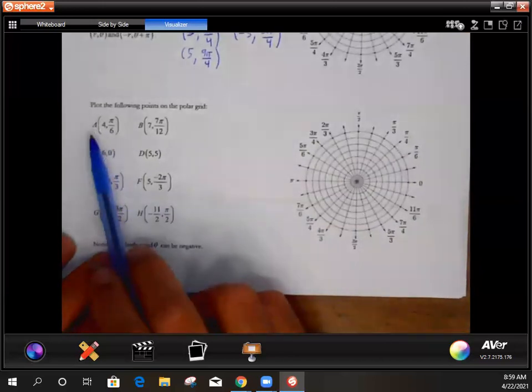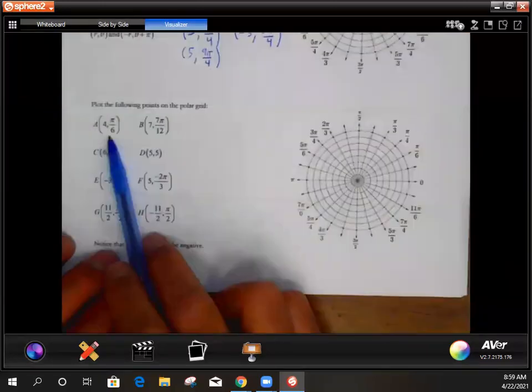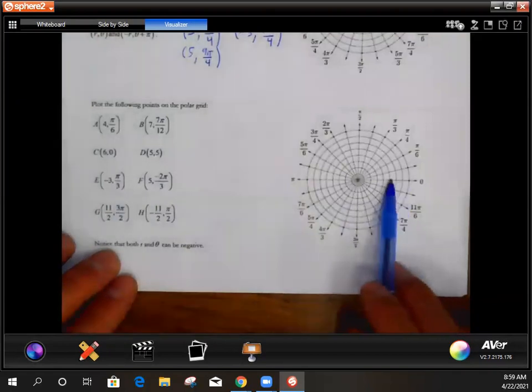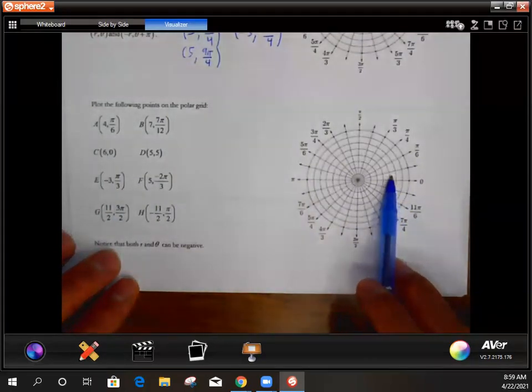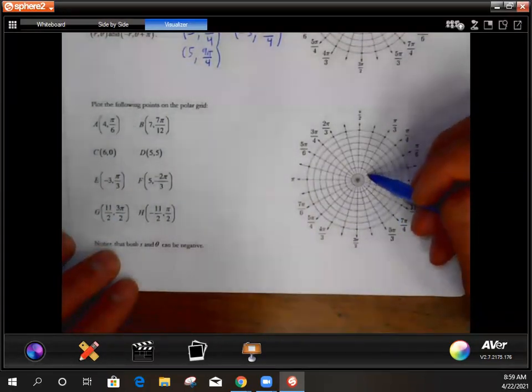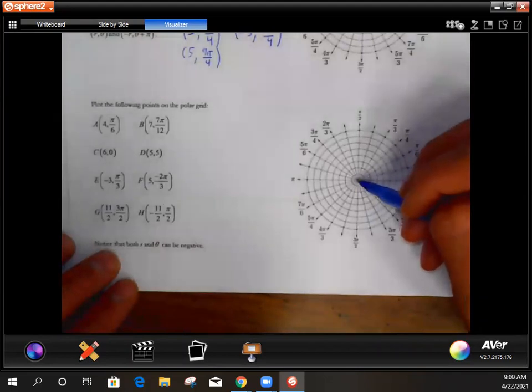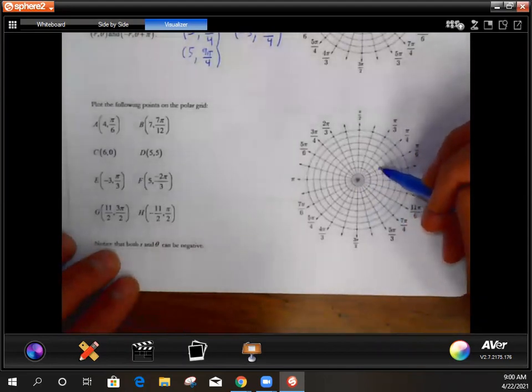So for A, (4, π/6). First, we're going to work here, and we're going to move π/6 and then 4. So 1, 2, 3, 4. So it'd be right around here.